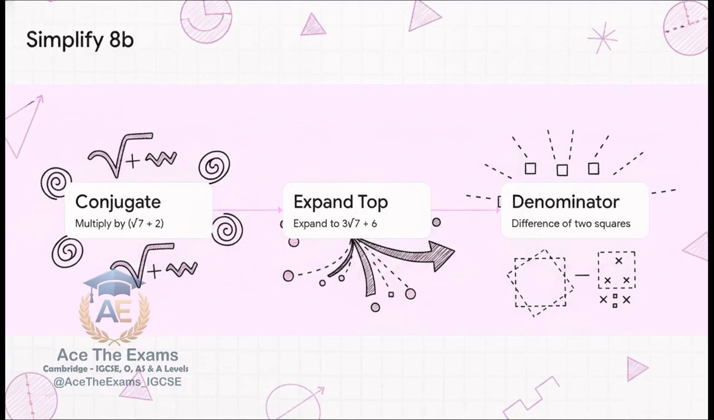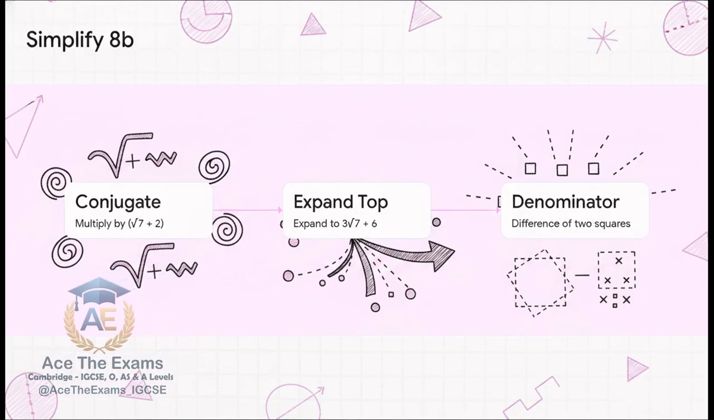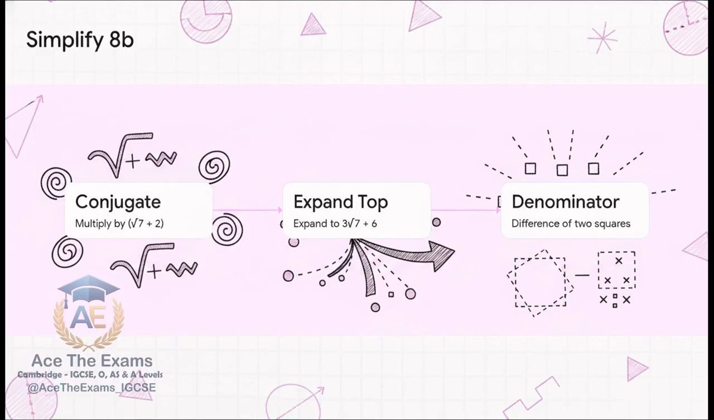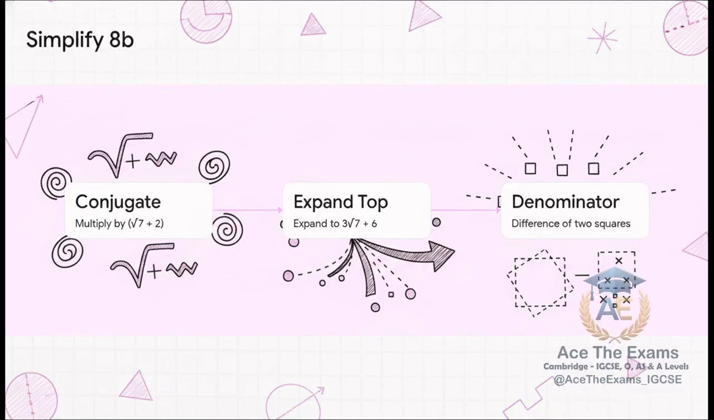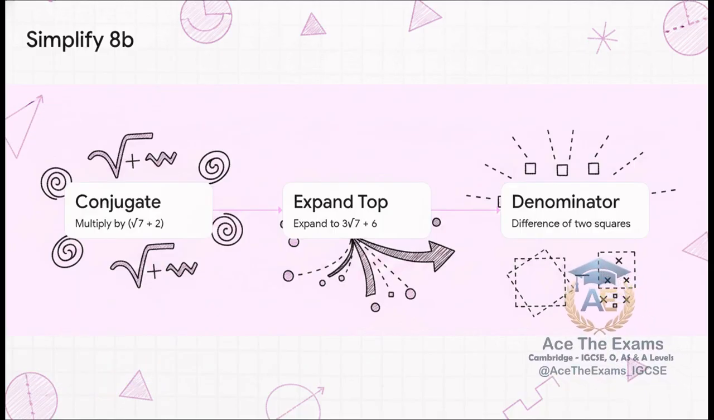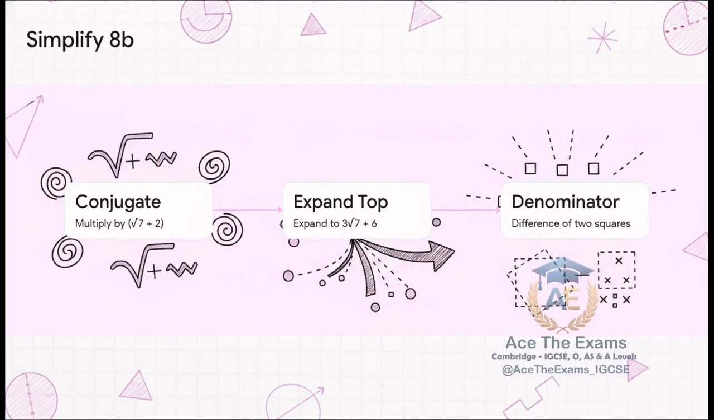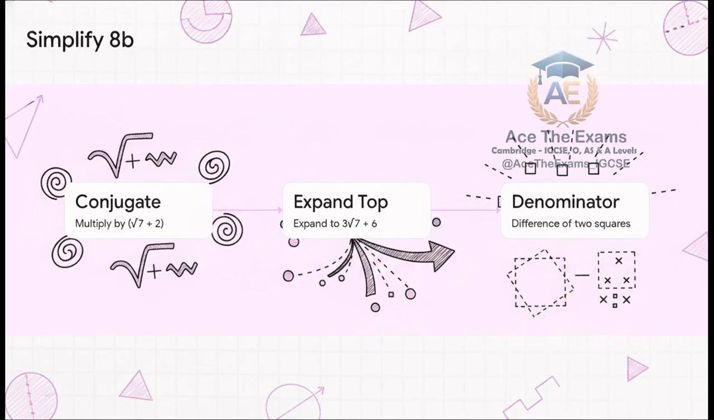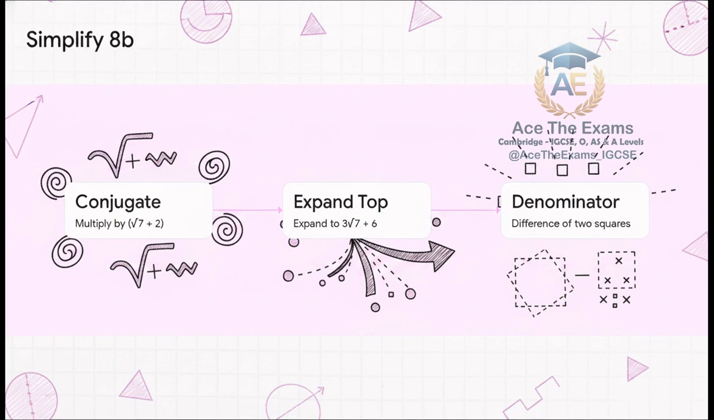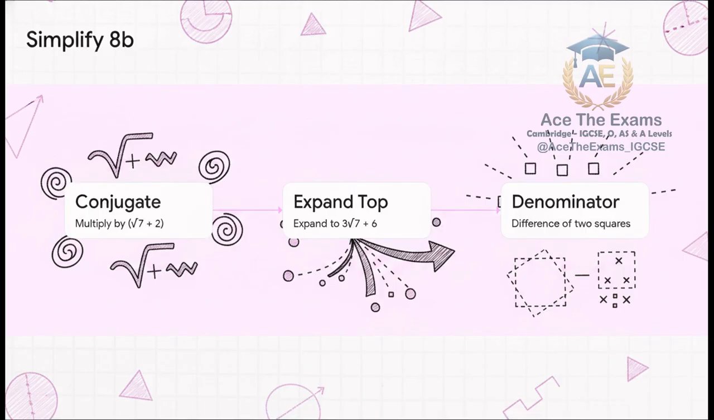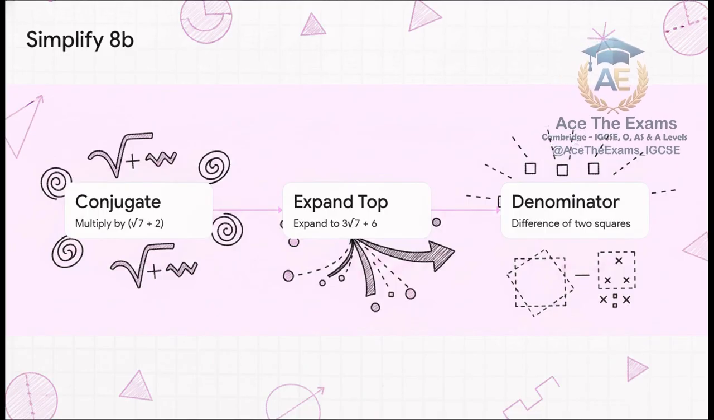Step 3. The denominator. This is a classic difference of 2 squares. Root 7 times root 7 is 7, and minus 2 times positive 2 is minus 4. The middle terms cancel out perfectly, so the denominator is simply 7 minus 4, which equals 3. Finally, we take our numerator, 3 root 7 plus 6, and divide it all by that 3 on the bottom. The 3's cancel elegantly, leaving us with root 7 plus 2. Looking back at the command requirement, p plus q root 7, our p is 2, and our q is 1. The fraction has been completely defeated.